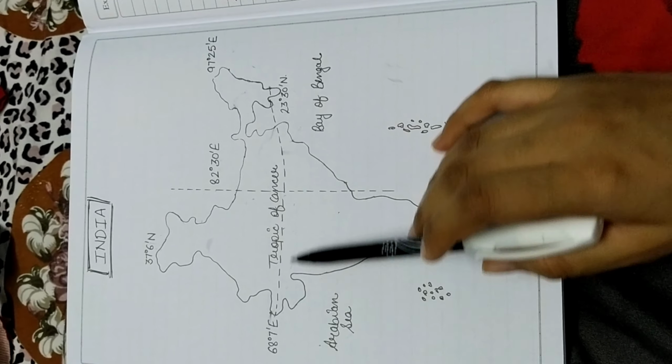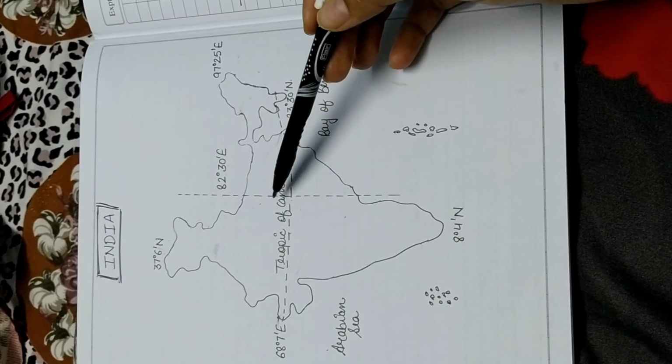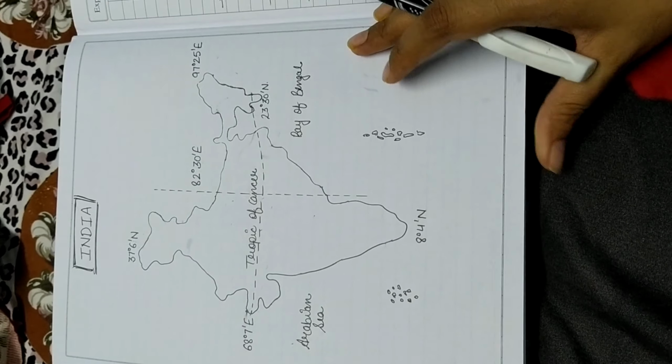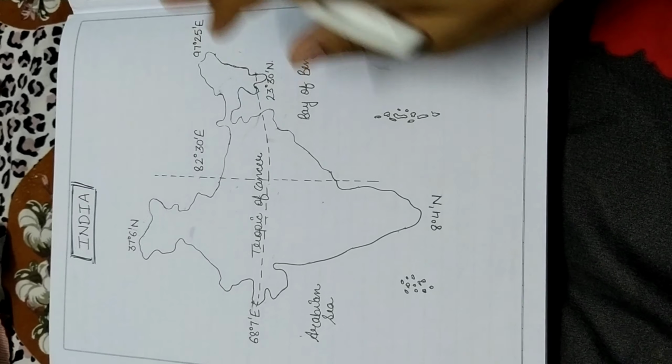Now as you can see, there is a dotted line which is known as the Tropic of Cancer, which also divides India into two equal halves. Okay, so this is the exact location of India on the Earth's surface.